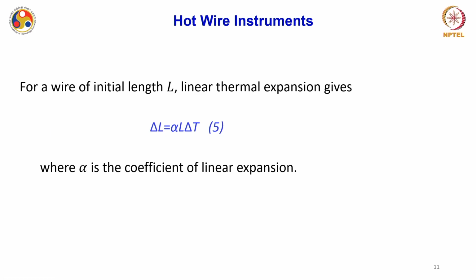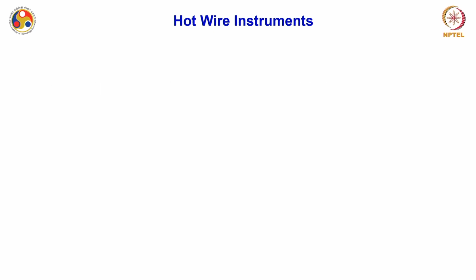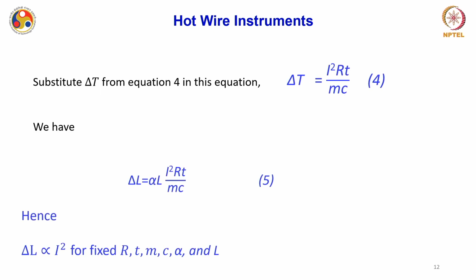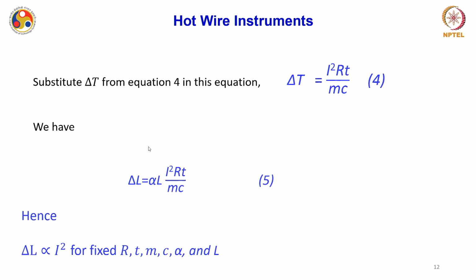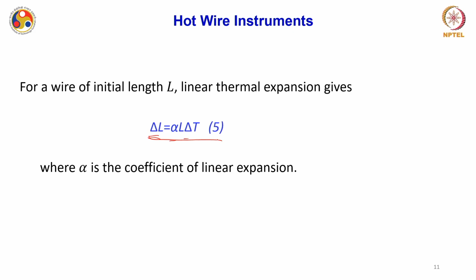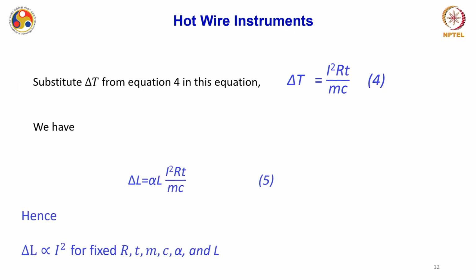Now let us see that for a wire of, say, initial length L, the linear thermal expansion delta L will be given as alpha L into delta T, if I am ignoring the higher orders, okay? So here alpha is the coefficient of linear expansion, right? And L was the initial length, and delta T was the change in temperature in this particular equation 5, all right? So delta L is equal to alpha L into delta T, okay? Now substitute this delta T from equation 4 in this particular equation, okay?